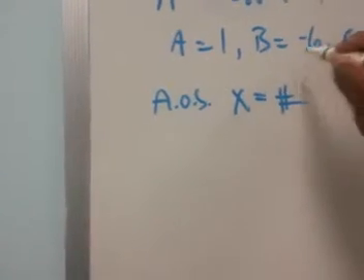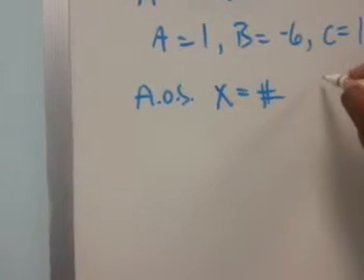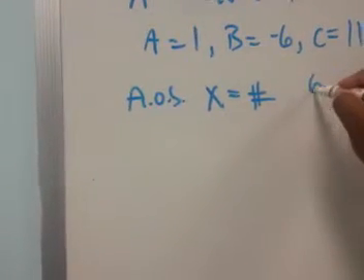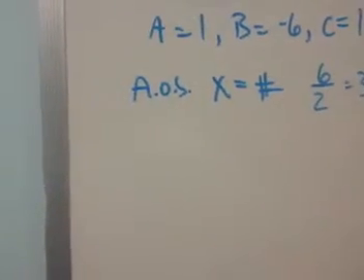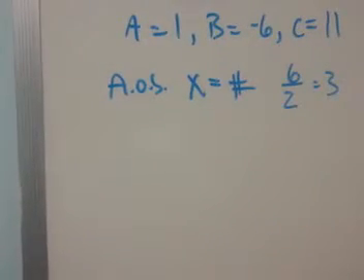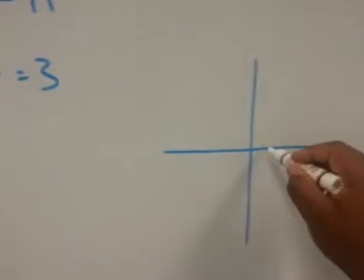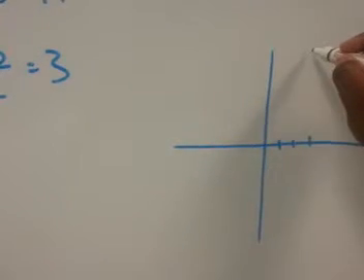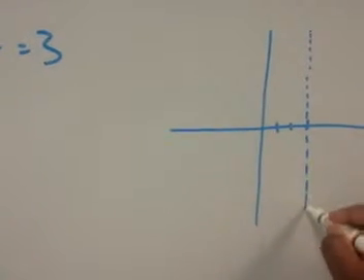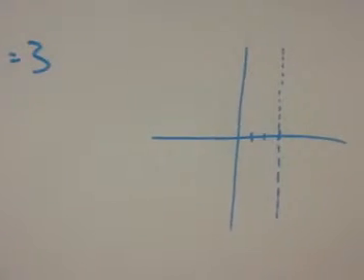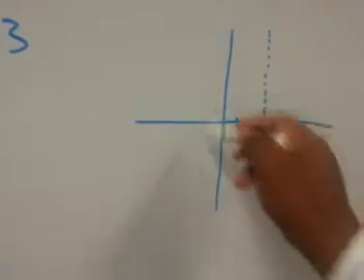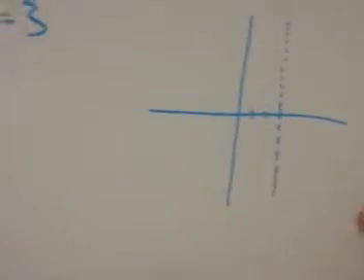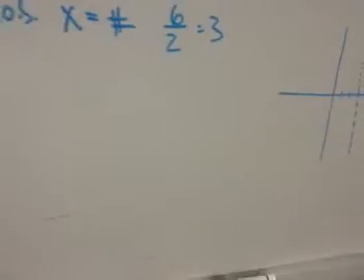In this case it's negative b, which would be a 6 because b is negative 6, so that'd be 6 over 2 times a, which is 1. So the axis of symmetry would be 3. What that means is on a graph, if we just drew a straight vertical line at x equals 3, then the parabola is going to fold around this axis of symmetry equally. It's going to be an equal amount on both sides of that axis of symmetry.